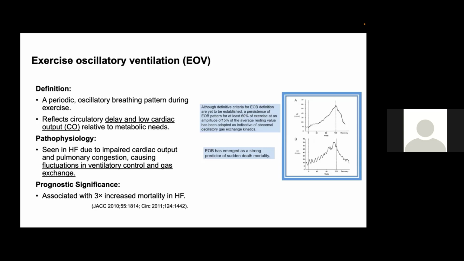that means we have abnormal exercise oscillatory ventilation, and its prognostic significance is associated with 3 times increased mortality in heart failure patients.